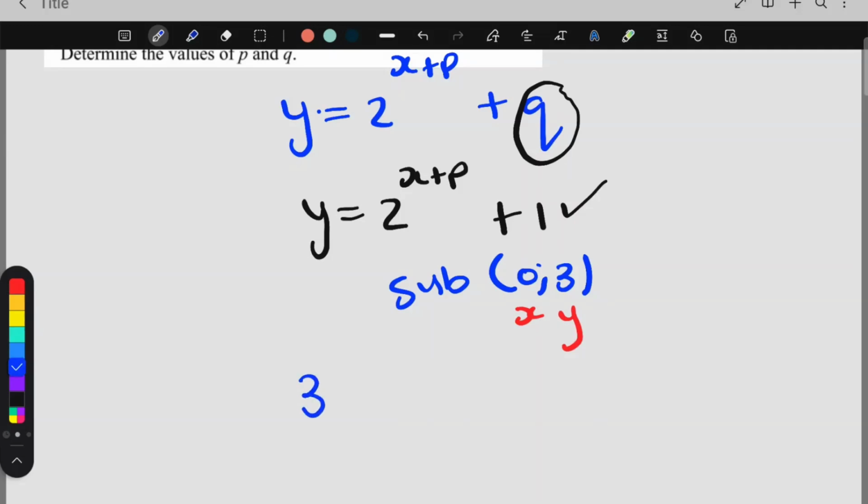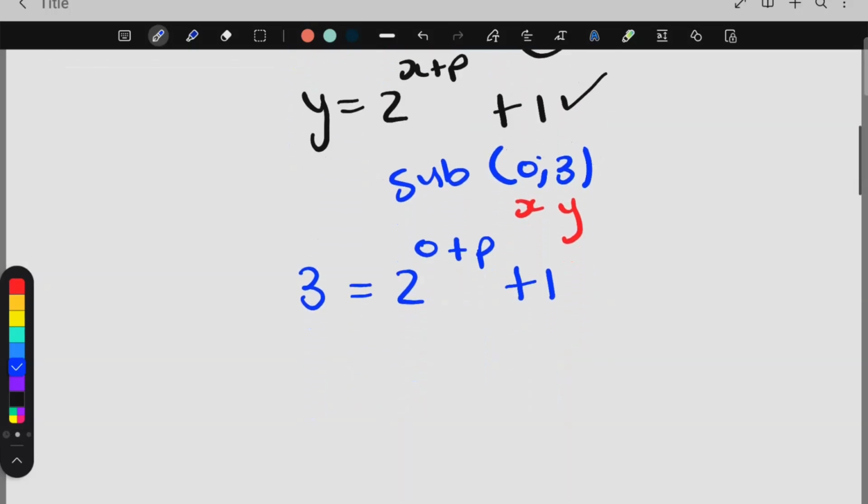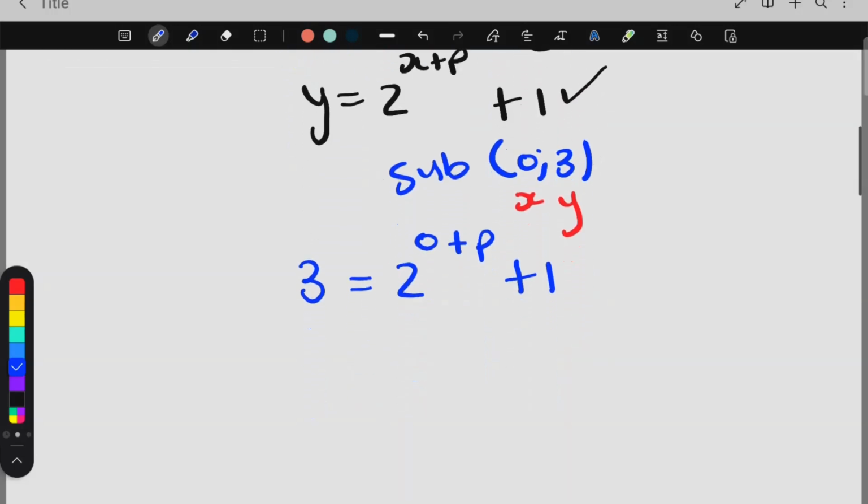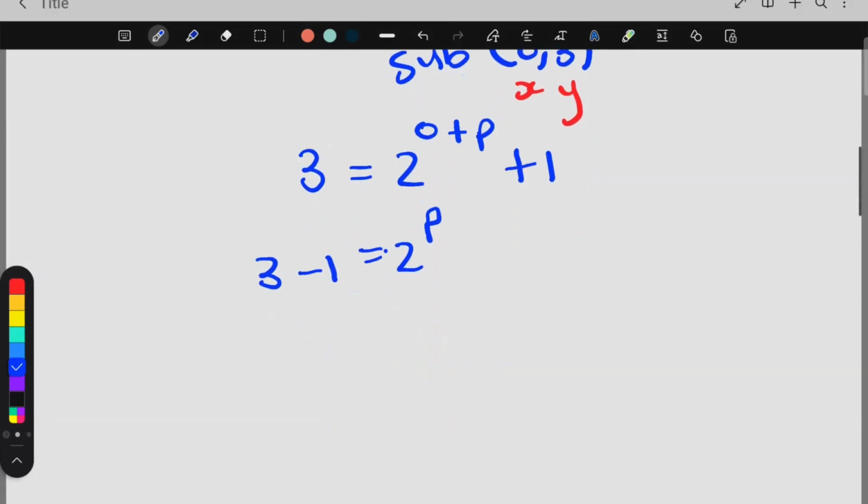So this becomes 3 is equal to 2 to the 0 plus p, and then plus 1. And now we're solving for p. You take the 1 over. So this stays 2 to the p, and this becomes 3 minus 1. So this is 2, and this is 2 to the p.